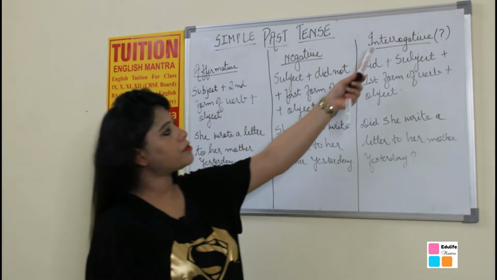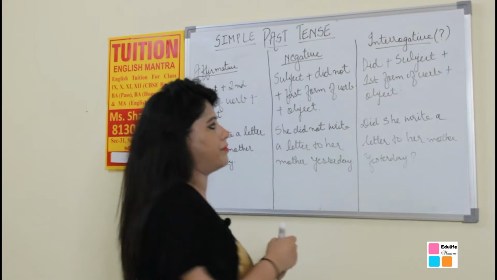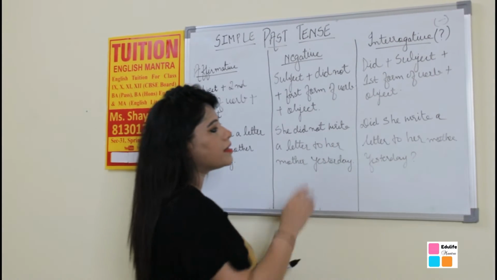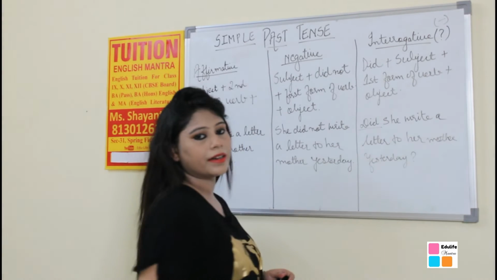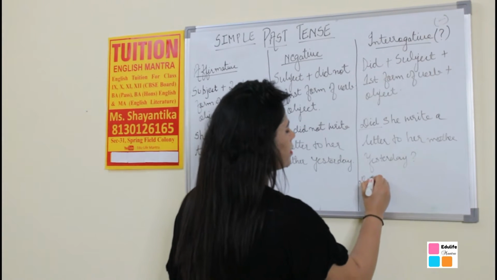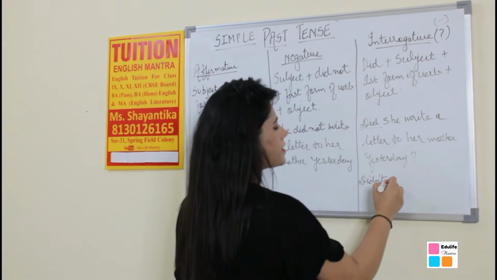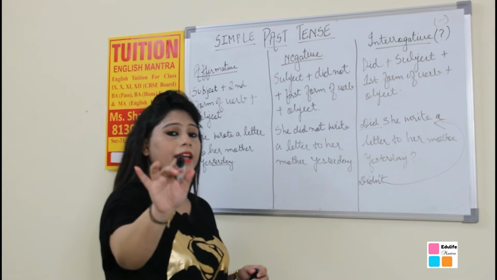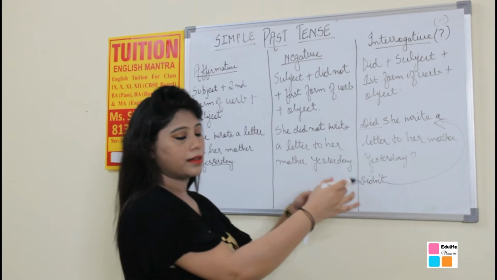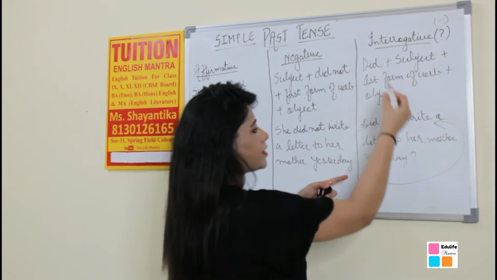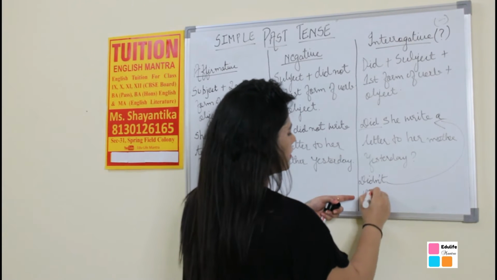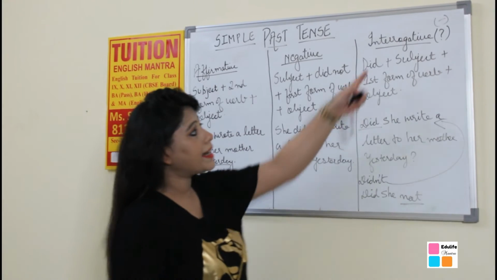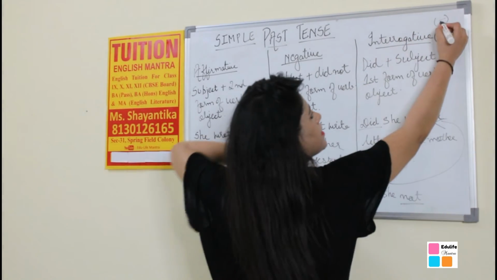Now suppose you want to write an interrogative negative sentence. The only difference is that instead of did you have to write didn't, and the rest is the same. Didn't she write a letter to her mother? If you don't want to write didn't, then you have to write did she not? These are the two ways to write interrogative negative sentences.